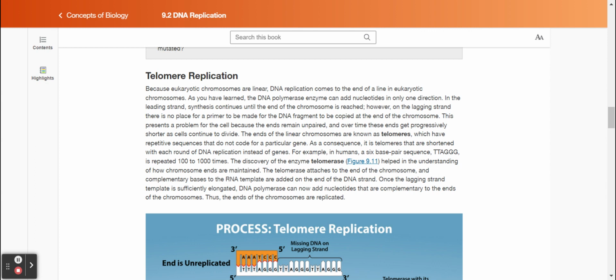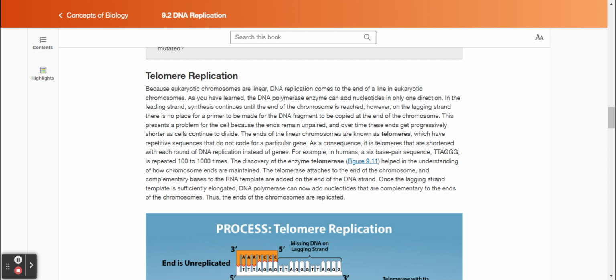Telomere replication. Because eukaryotic chromosomes are linear, DNA replication comes to the end of a line in eukaryotic chromosomes. As you have learned, the DNA polymerase enzyme can add nucleotides in only one direction. In the leading strand, synthesis continues until the end of the chromosome is reached. However, on the lagging strand, there is no place for a primer to be made for the DNA fragment to be copied at the end of the chromosome.